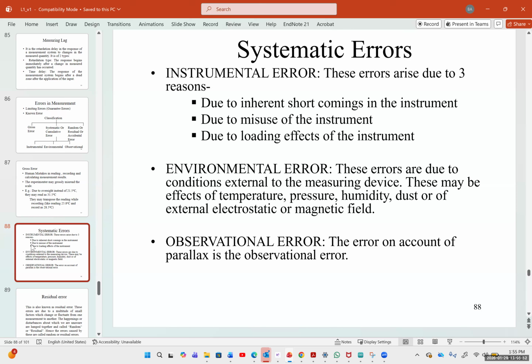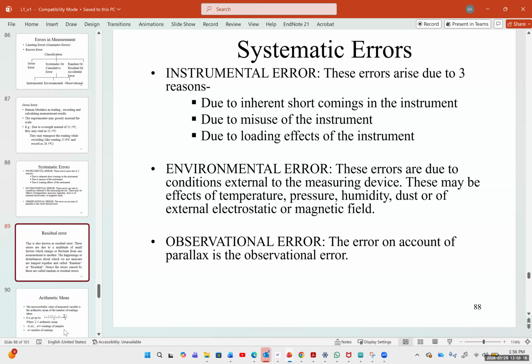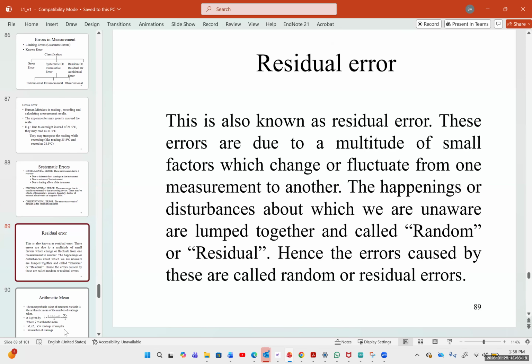And then we have the environmental errors. These errors are due to conditions external to the measurement device. These may be effects of temperature, pressure, humidity, dust, or of external electrostatic or magnetic fields. The ultrasound is a good example of that. And then you have the observational error. The error on account of parallax is the observation error.